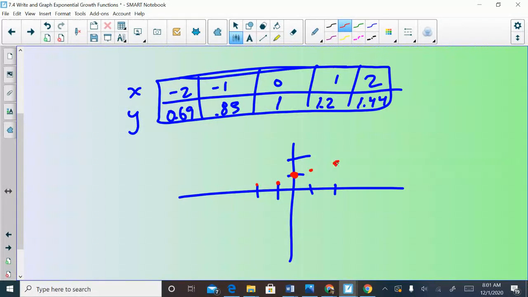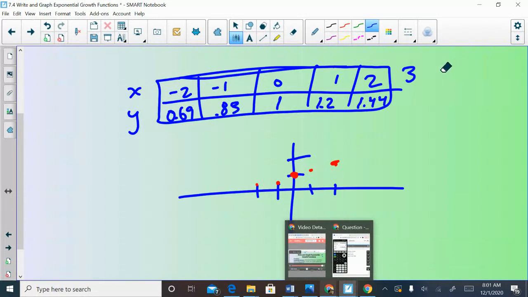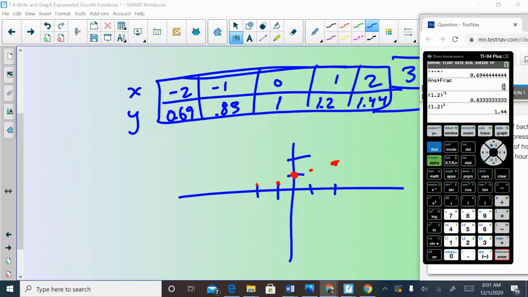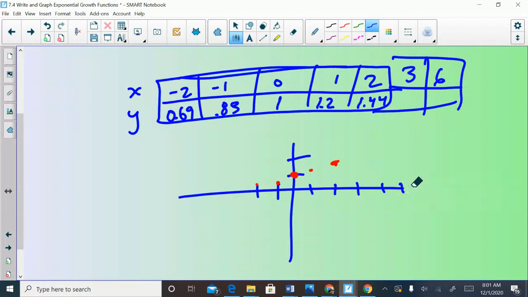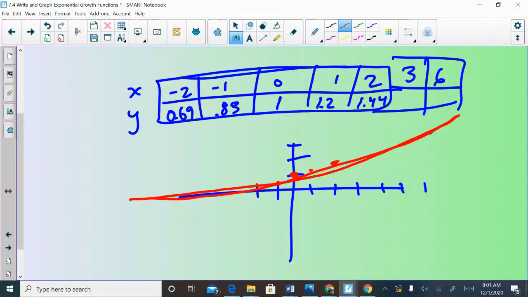So this is hard to tell what it's doing. I might need to plug in some more values. Plug in 3. What do you get out when you plug in 3? I could plug in something like 6 and see what I get out of the equation. I would just need my calculator. 1.2 to the 6th power is 2.98. So 3, 4, 5, 6, 2.98. That would be something like this. So this function is technically growing exponentially. It's just very slow compared to the other ones that we're looking at.